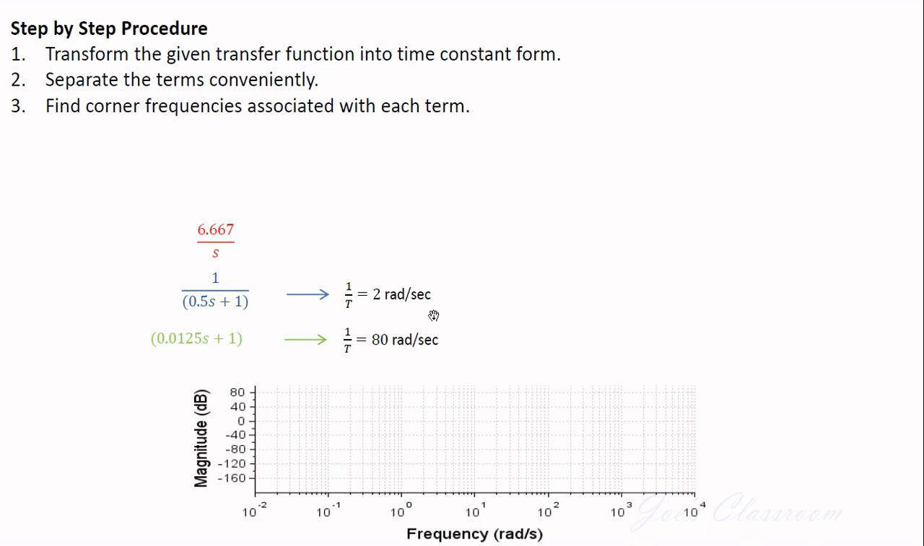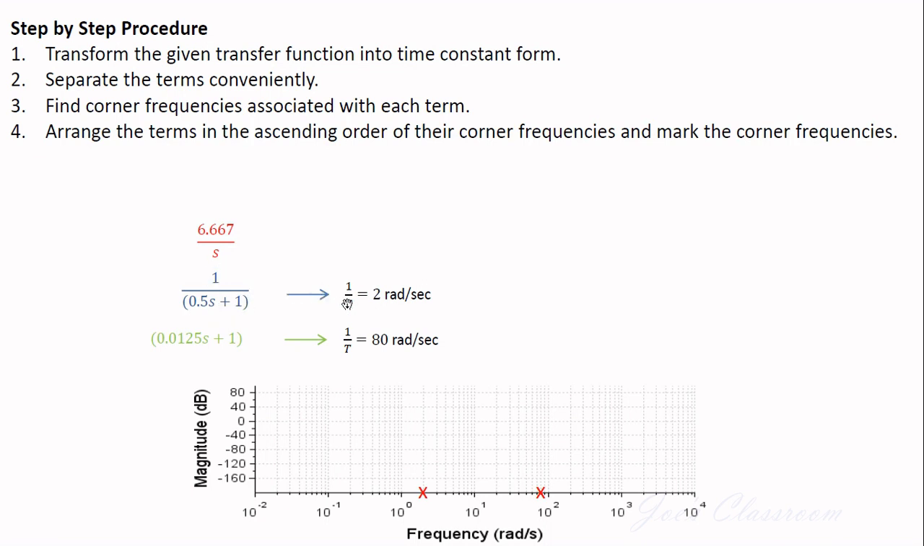In such a case, you have to reshuffle the terms so that they are arranged in ascending order of their corner frequencies. And of course, you can mark these corner frequencies on the semi-log graph also. So the first corner frequency is 2 and the second corner frequency is 80. 2 and 80 are marked.